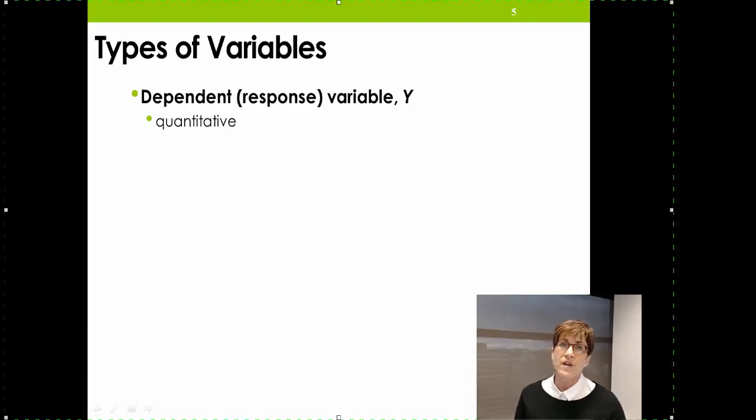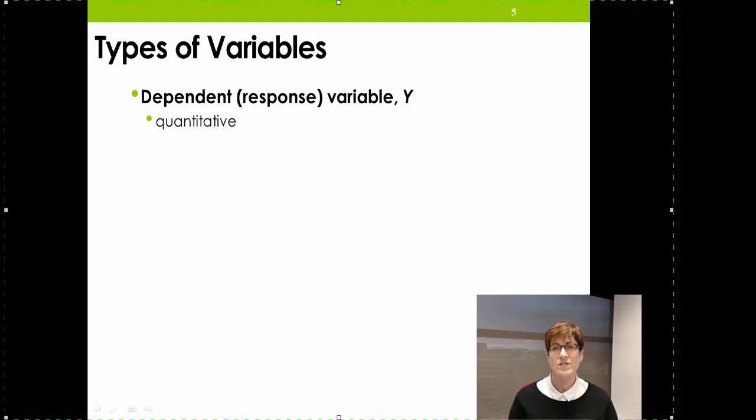We need to get a few fundamentals in place in order to understand this, so let's focus on the types of variables that are involved in correlation and regression analysis. Firstly, we have the dependent variable labelled Y. It's also called the response variable. It's actually given lots of different names that simply can't be restricted to one, so it's a matter of just becoming used to those.